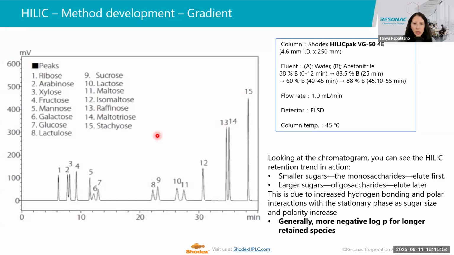The smaller sugars like the monosaccharides are eluting first, while the larger sugars, the oligosaccharides, elute later. And this is due to the increased hydrogen bonding and polar interactions with the stationary phase as sugar size and polarity increase. So generally, a more negative log P for longer retained species is observed. So using a gradient like this is especially powerful when you're working with complex mixtures that span a wide range of polarity and molecular size.